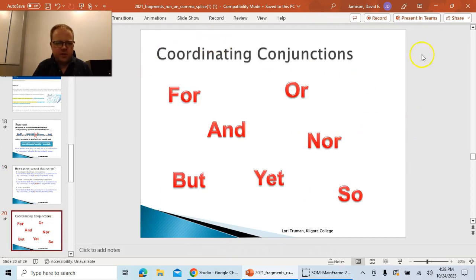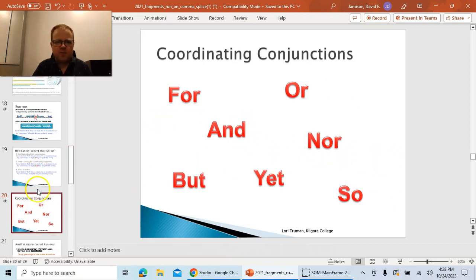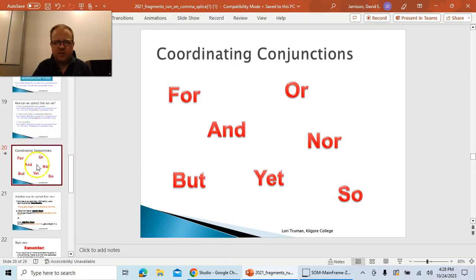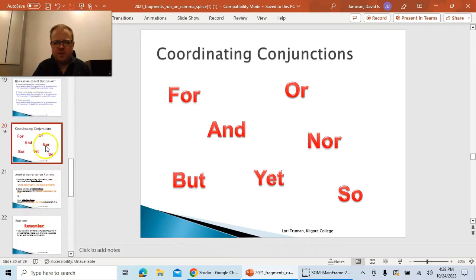Coordinating conjunctions. We've probably covered this already in class. For, and, nor, but, or, yet, so. Those are the FANBOYS, if you remember from school. And those are used to connect independent clauses with independent or dependent clauses, or put words together. They're very useful.